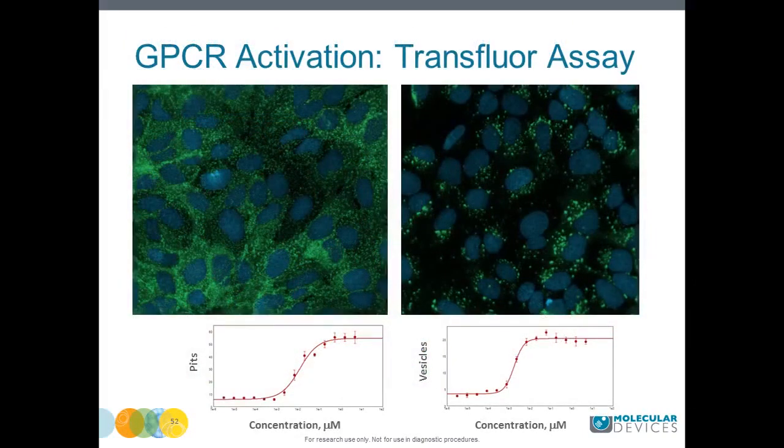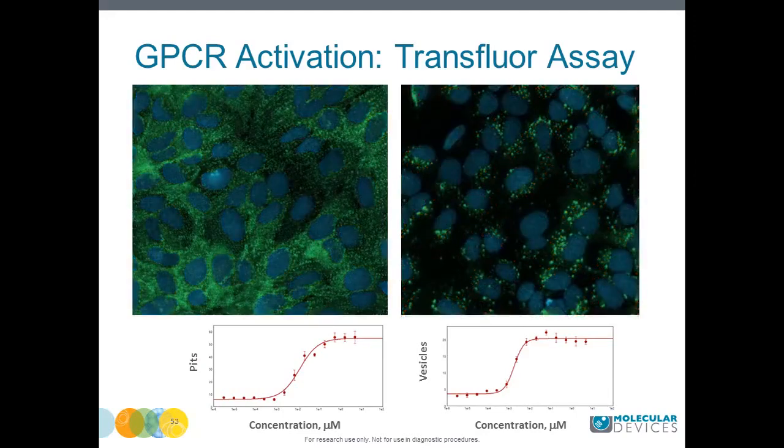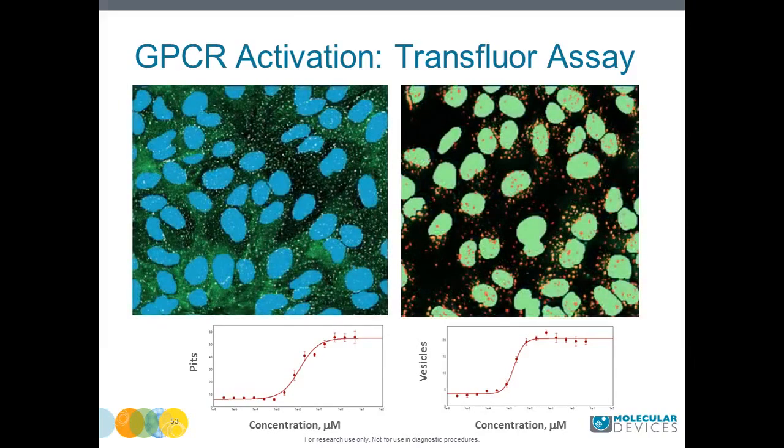And finally, count and characterization of small particles allows us to measure GPCR activation by agonist or antagonist in the Transfluor assay. The Transfluor assay uses cell lines which overexpress the GPCR gene of interest and also fluorescently tagged beta-arrestin. The predefined pits and vesicles analysis model can identify and count pits and vesicles which form by beta-arrestin translocation.